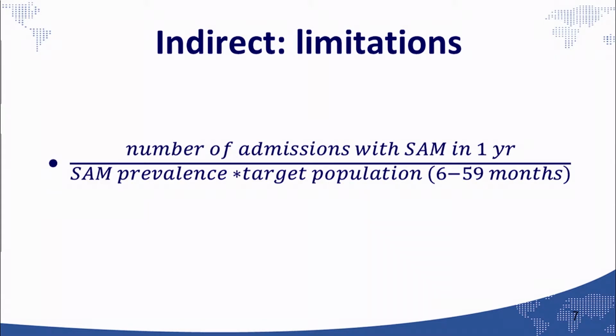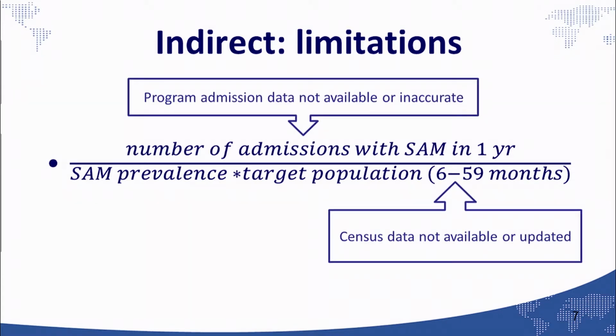While the calculation may seem straightforward, in general, indirect estimates of coverage are regarded to be fairly imprecise and will often overestimate coverage. So where do we go wrong? Looking again at this equation, we might actually see that each element of the calculation is subject to a fair amount of imprecision. Program admission data in the numerator and census data in the denominator may be imprecise or may not have been updated recently.